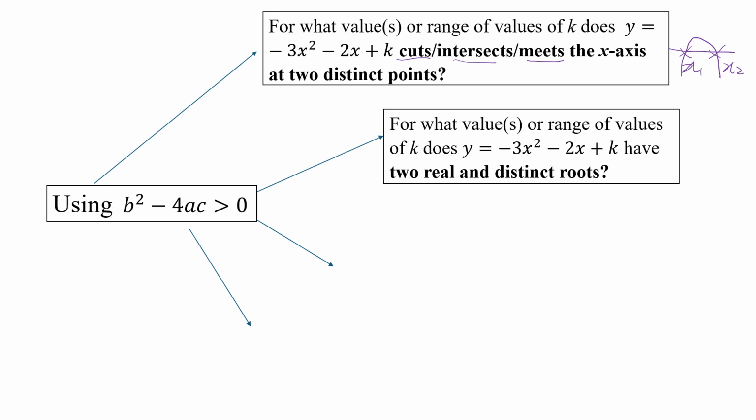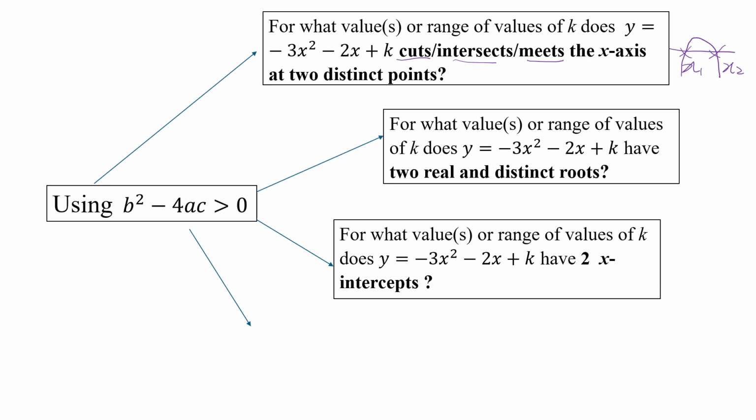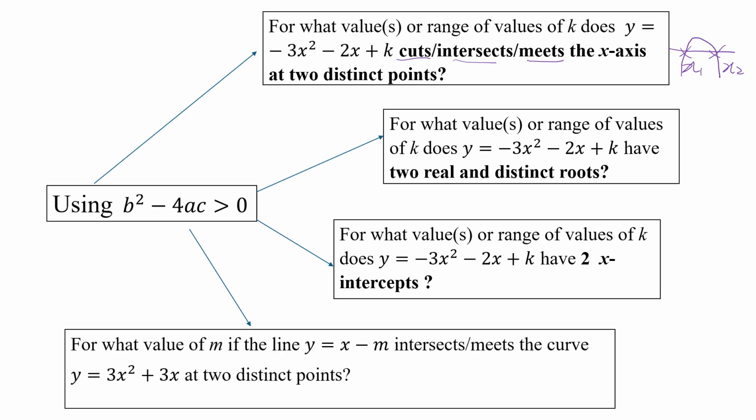Okay, it can be very straightforward. Two real and distinct roots straight away tell you two x-intercepts. Or it meets. Yes, you see these words that we use here? Intersects, meets. You see this word intersect, meets means the value of b squared minus 4ac is more than 0.